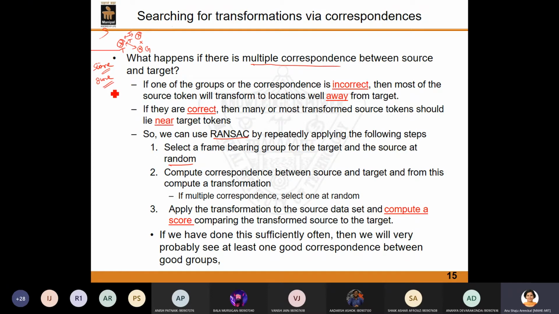So each time you have the score, and the transformation corresponding to the best score which you got would be taken as the final transformation, and we go ahead with that transformation. So this kind of an approach is like the RANSAC approach which we have learned earlier, and that is done when you have multiple correspondences between the points in the target as well as the source image.